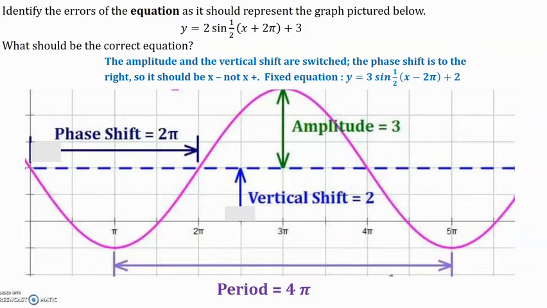So you should have seen that I switched around the amplitude and vertical shift. And the reason I did that is because that's a big mistake that a lot of people make. They think that the first number is the vertical shift and the last number is the amplitude, but that's actually not the case here. And then another important thing is I'm moving to the right for my phase shift. The phase shift is going this direction. So remember, it has to be opposite. So it should really say y equals 3 times the sine of 1/2 x minus 2 pi plus 2.